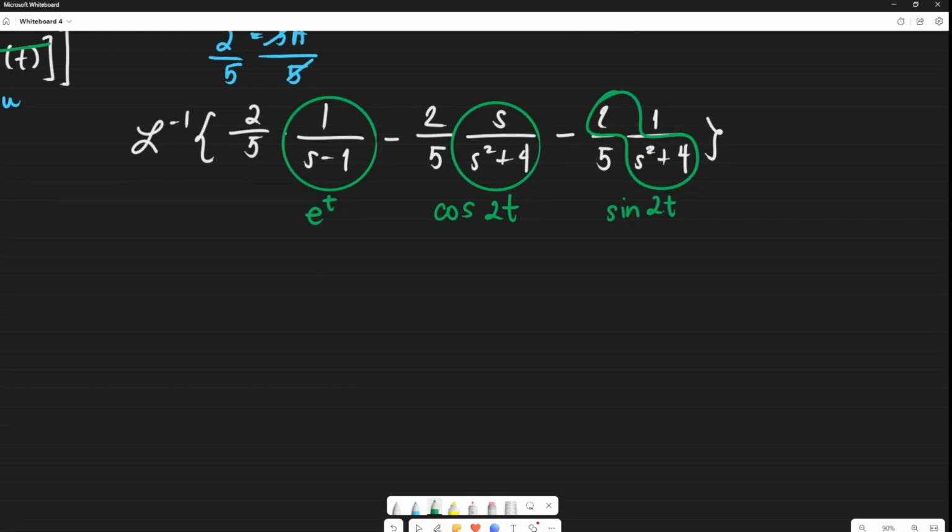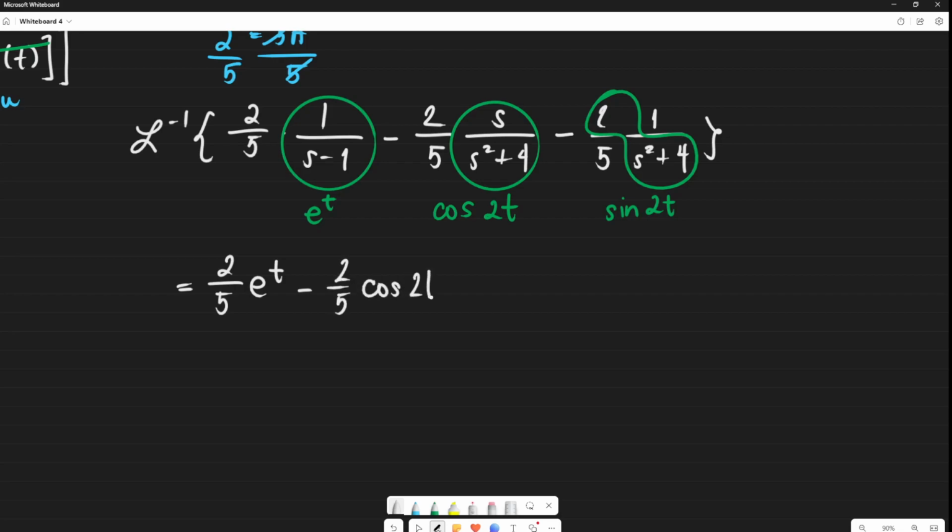Okay, so with that, therefore, the answer is 2 over 5 e raised to t minus 2 over 5 cosine 2t minus 1 over 5 sine 2t. Okay, so this is the answer.